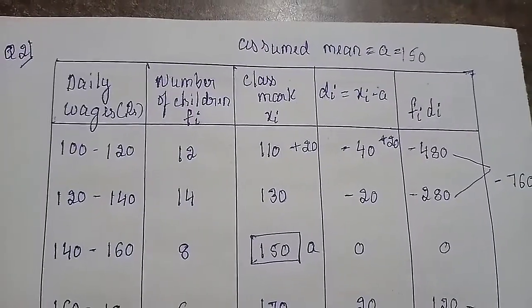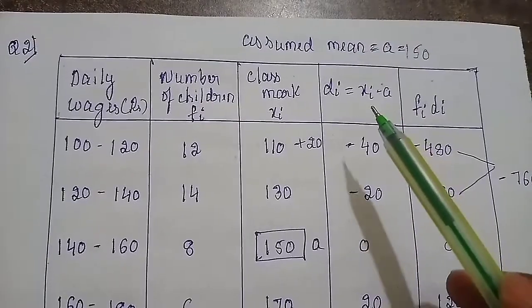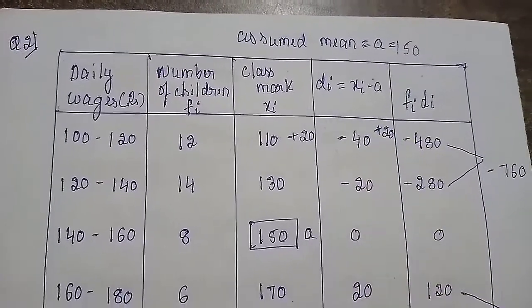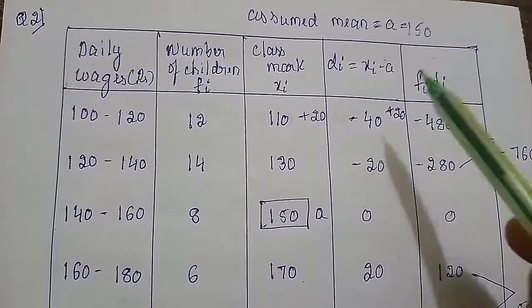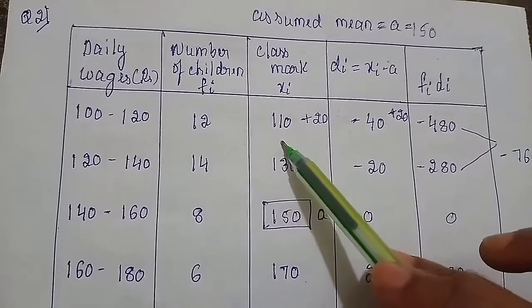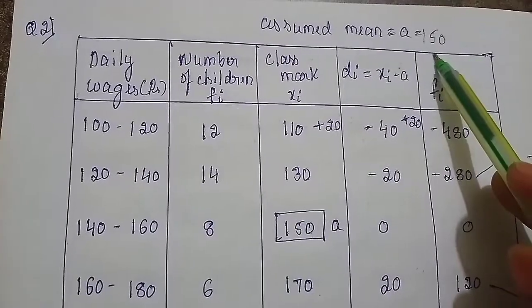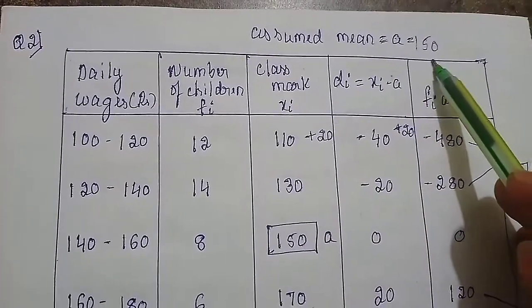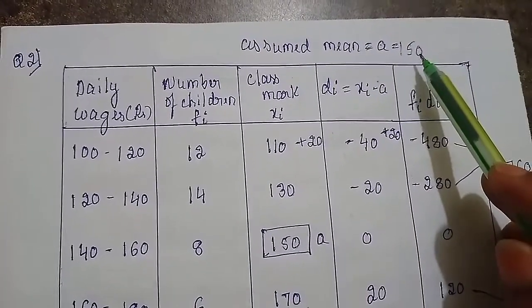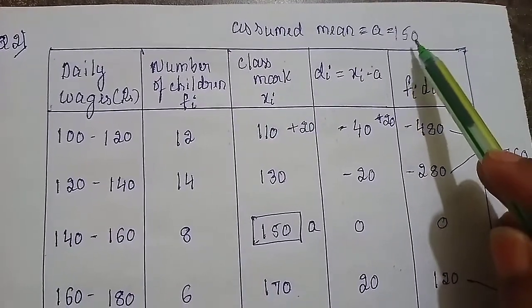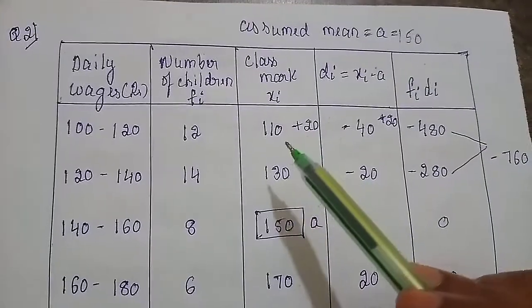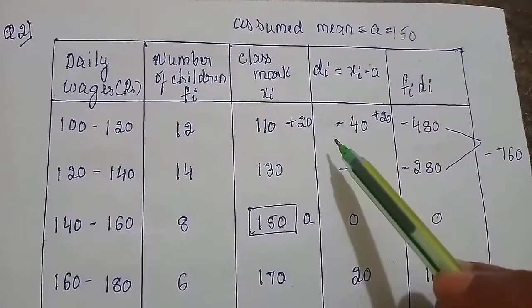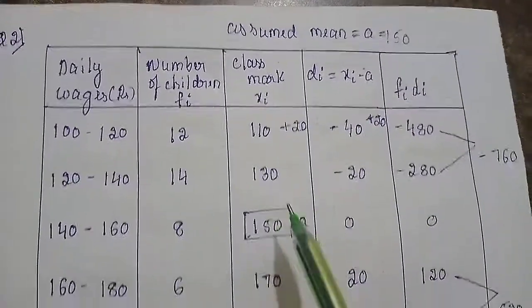So I have taken 150 as the assumed mean. Now carefully complete the fourth column, that is di. di equals xi minus a. You can see xi is 110 and a is 150. 110 minus 150, very careful. The minus sign is for the bigger number. So when you subtract 110 minus 150, we get minus 40.